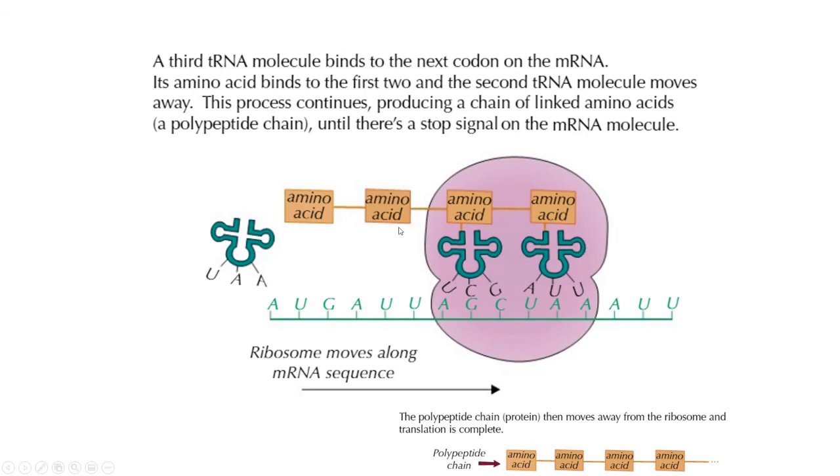So the one on the left will go away once the peptide bond's formed, and the ribosome will move along. Another one will enter into the next codon, and another peptide bond will form between the amino acids, and the process will continue until you make a nice long polypeptide chain. That continues until, as you'd have seen in one of the other videos, if you're not sure you can always look back, there is a stop signal met on the mRNA molecule. There is no tRNA for that, so the sequence will finish, the ribosome will move away and the polypeptide chain will be complete.